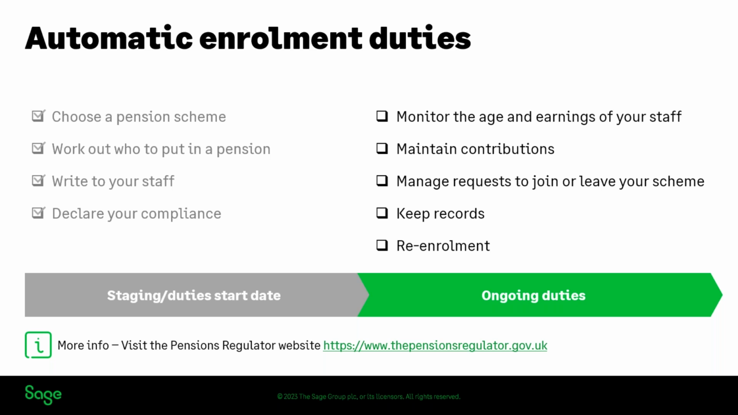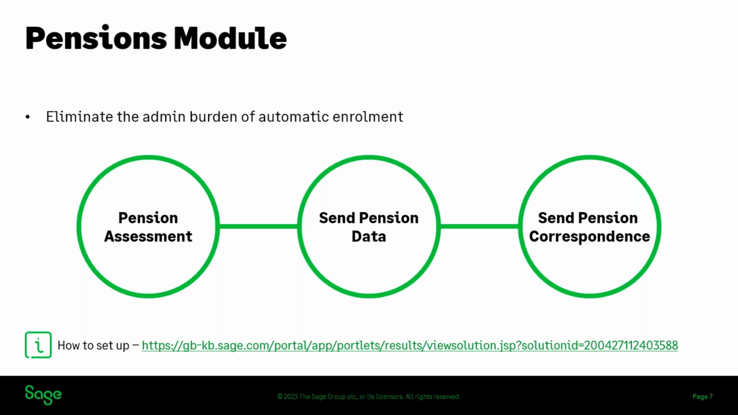But let's now take a look at the main features of the pensions module, which is designed to eliminate the admin burden of automatic enrolment. These are the 3 areas that we're going to focus on today. The pension assessment is a task that you will run as part of your pay run after you've entered the current payments and deductions. Send pension data is a process of sending any new enrolments and contribution details to your pension provider. And sending pension correspondence is a duty that you have at various points, for example, when an employee joins your company for the first time or when they're put into a pension scheme for the first time. So these 3 options are what you'll be using on an ongoing basis.